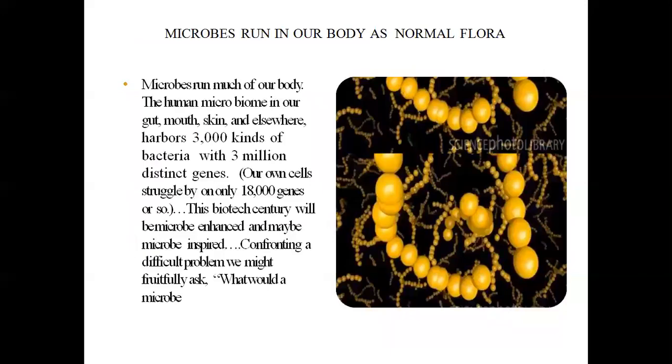Microbes live in the body as normal flora. In our digestive tract and in any organ, there are lots of microbes, particularly useful bacteria. The human microbiome in our gut, mouth, skin, and elsewhere harbors 3,000 kinds of bacteria with 3 million distinct genes. Just think, 3,000 kinds of bacteria inhabit the human body, from top to bottom.